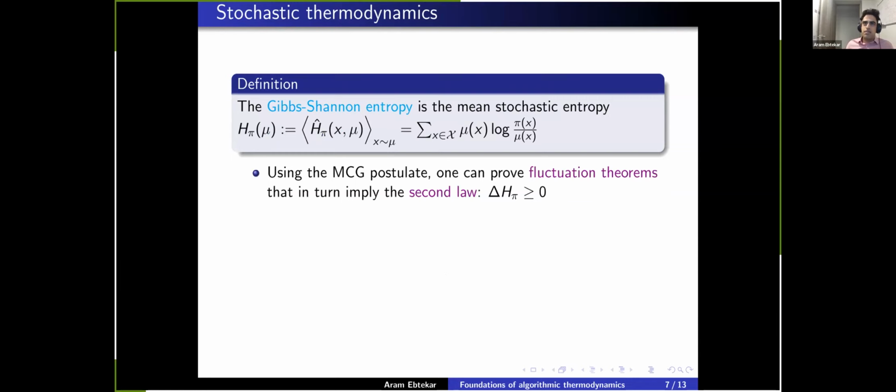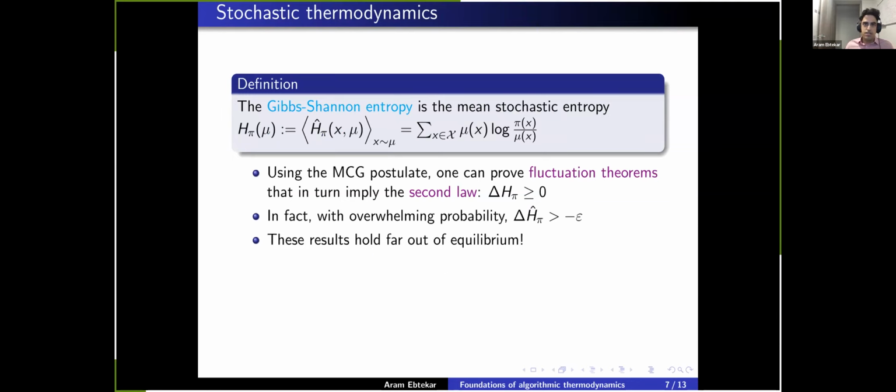So now if you use the MCG postulate, you can prove fluctuation theorems. You can get a second law. The Gibbs-Shannon entropy does not decrease. And in fact, with overwhelming probability, the stochastic entropy cannot decrease substantially either. So none of this is new to you guys. This holds far out of equilibrium. This is an amazing set of results.